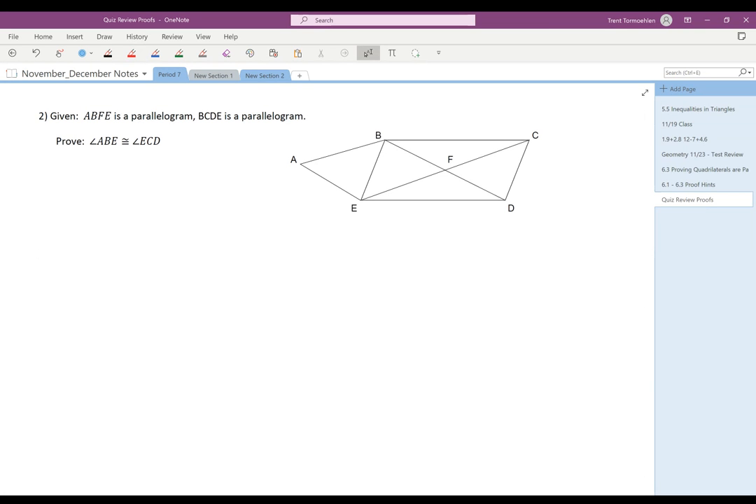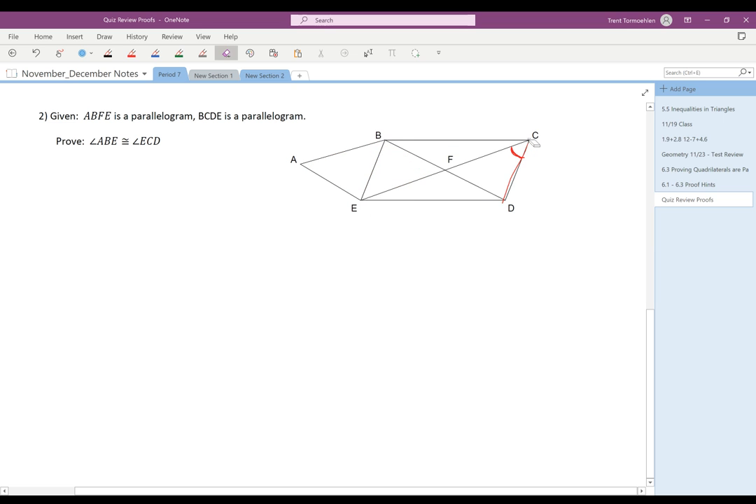So in this one, we're trying to prove that angle ABE is going to be congruent to angle ECD. And there's a couple ways to do this, and it doesn't matter which one you choose to do. You're given that you have two different parallelograms. This is one of the parallelograms, and then this is the other parallelogram.